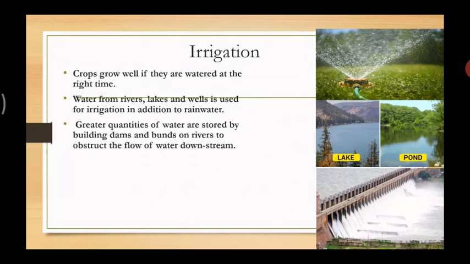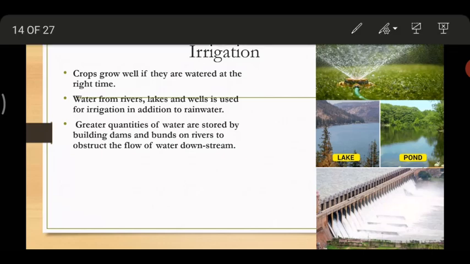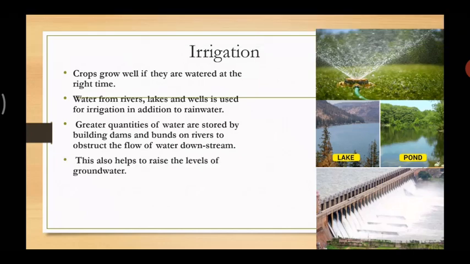Greater quantities of water are stored by building dams and bunds on rivers to obstruct the flow of water downstream. You can see that in dams and bunds a lot of water is stored as compared to rivers, lakes, ponds, or wells. In those there is water, but in less quantity. But a greater quantity of water is stored in dams and bunds. And this also helps to raise the level of groundwater.